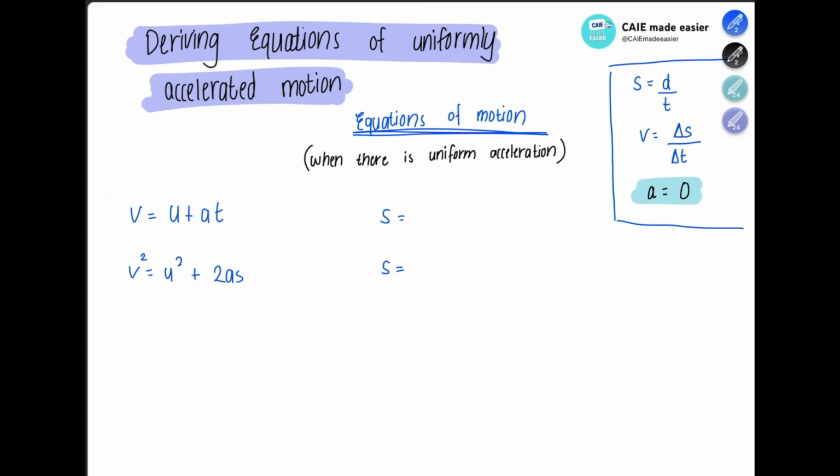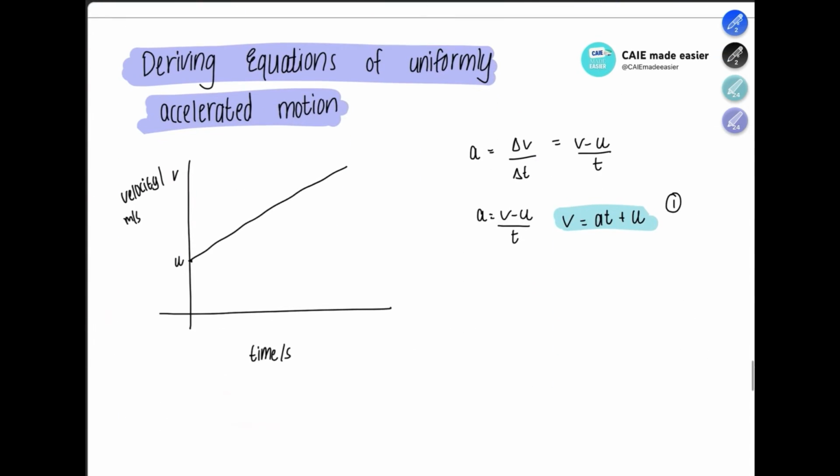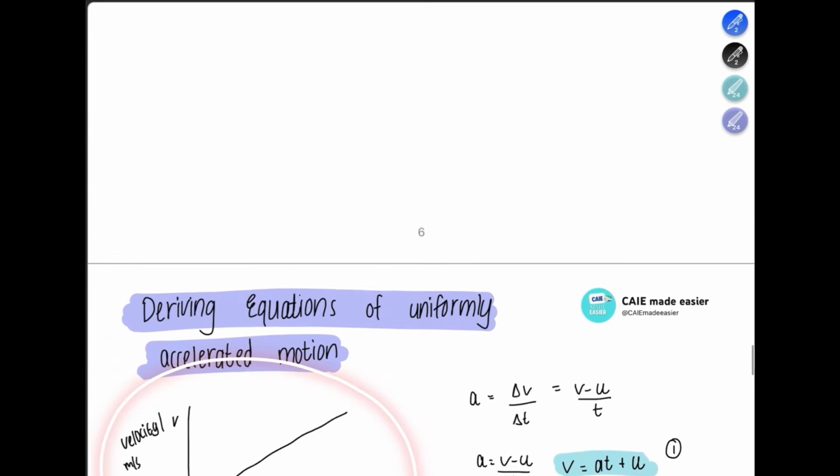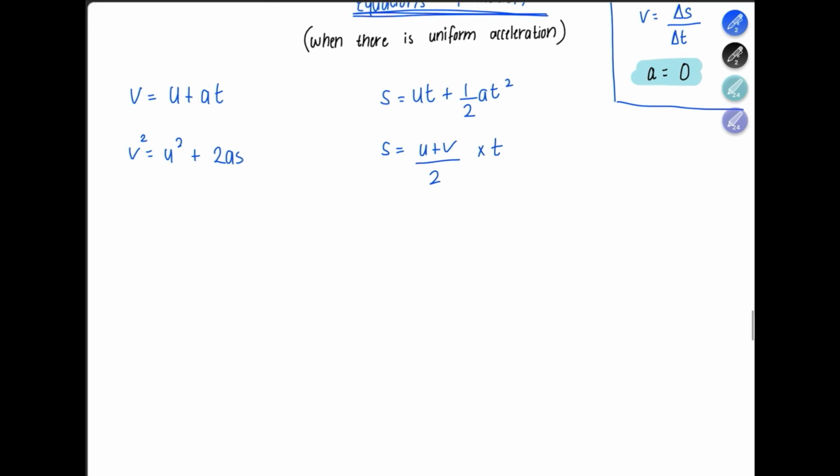Now v is the final velocity, u is the initial velocity, a is acceleration, t is time, and s is the displacement. And then there's another one, s equals ut plus half at square, and s equals u plus v divided by 2 multiplied by time. In a moment we will see how these equations are derived. We will derive them from a velocity time graph. It's fairly simple, but before that, here is another important concept that will make solving very easy when you're trying to solve your past papers.